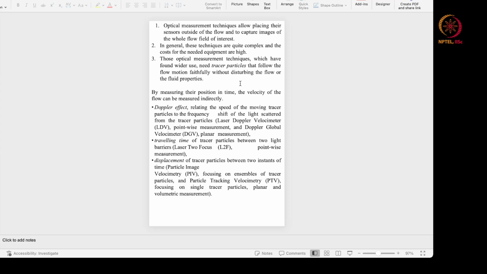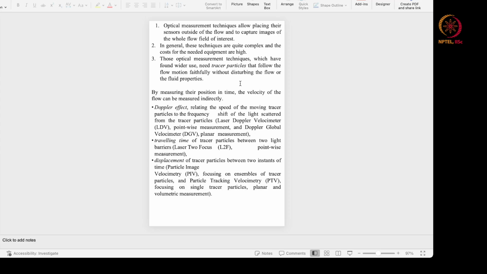You are not measuring the velocity of the flow directly, but the idea is that the tracer particles actually follow the flow field. So by measuring the tracer particles, you are measuring the velocity of the flow. And we are assuming that the tracer particles do not really disturb the flow field or the flow property.